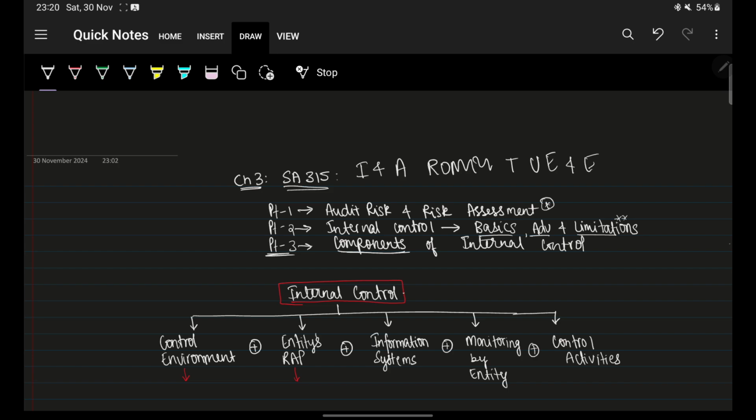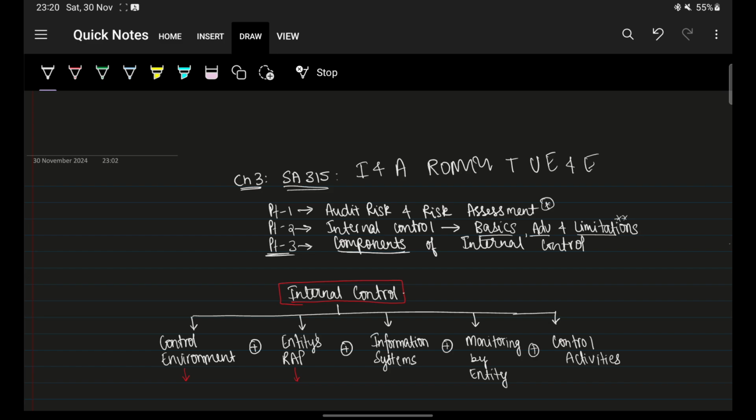Okay, and in that first part I think what we talked about is how we're going to assess the risk, what are the kind of risks that we're going to face, right? So the first part was about that. In the second part we had talked about the basics of internal control, right? What is the meaning of internal control, what are the benefits, and what are the limitations of internal control, right?